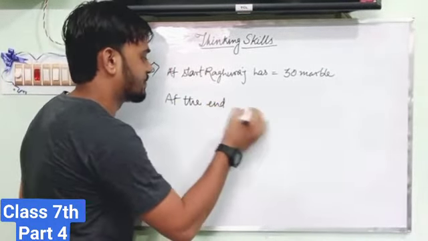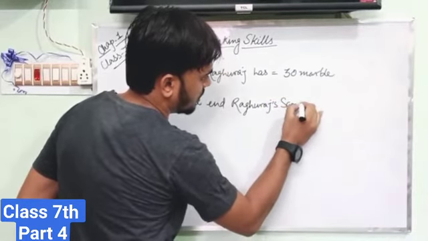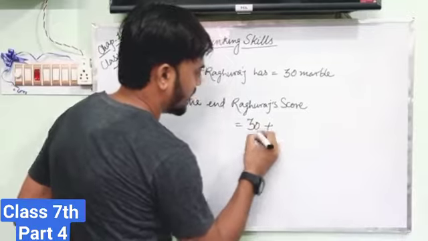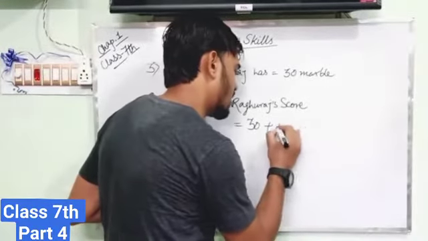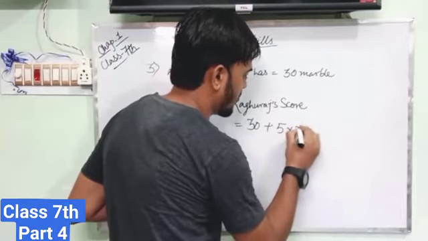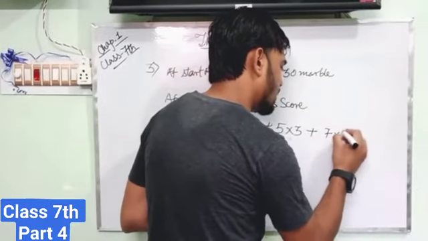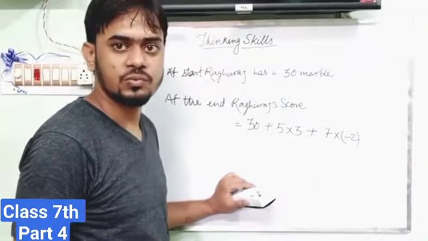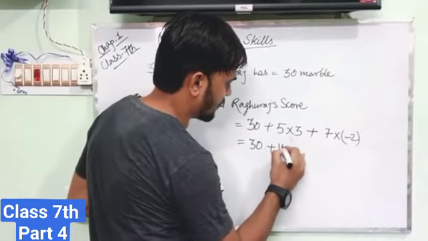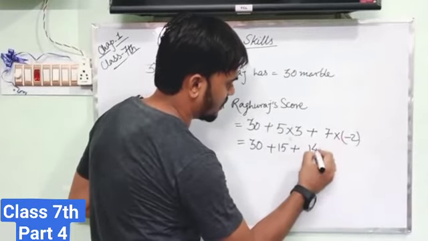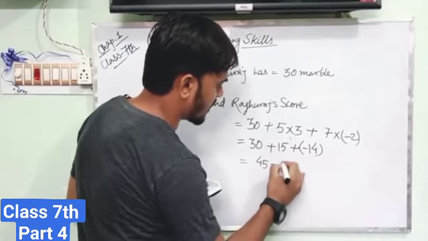At the end, Raghuraj's score is equal to 30 marbles he already has. Next, he played 5 games and won 3 marbles in each, and he played another 7 games but lost 2 marbles each. So now 30 plus 5 threes are 15, plus 7 twos are minus 14. That is 30 plus 15 minus 14.